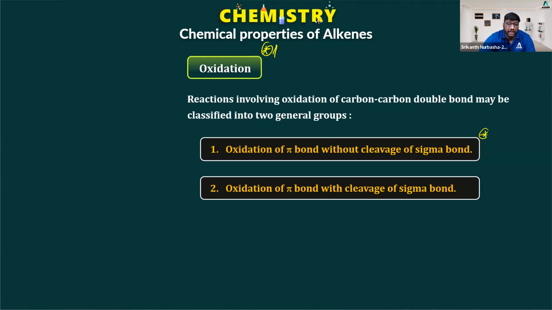You can use Baeyer's reagent, cold and dilute alkaline KMnO4. What happens if you try to use Baeyer's reagent? Does anyone know what Baeyer's reagent is? Cold and dilute alkaline KMnO4. KMnO4 has the MnO4 minus ion, the permanganate ion. This MnO4 minus ion will attach to the carbon-carbon double bond in such a way that it undergoes a syn attack or an anti attack. You try to answer this.